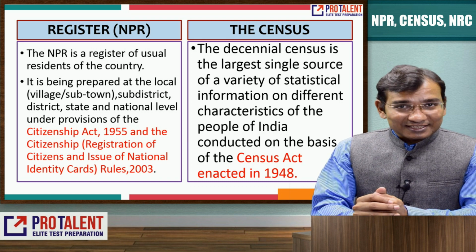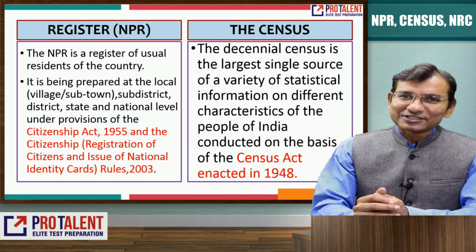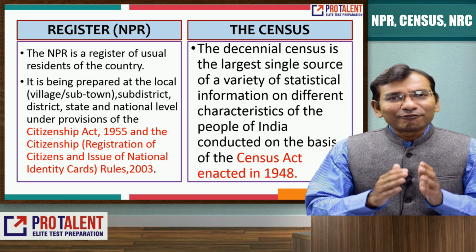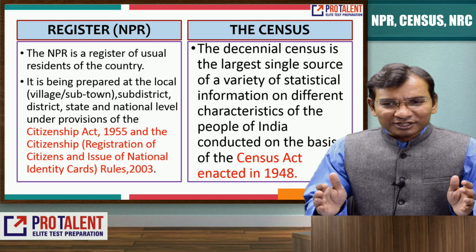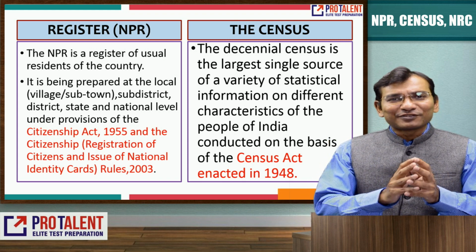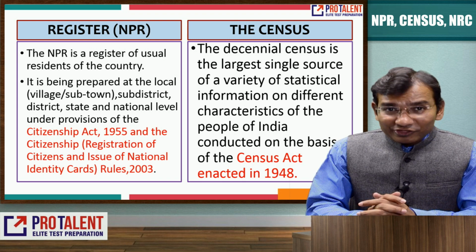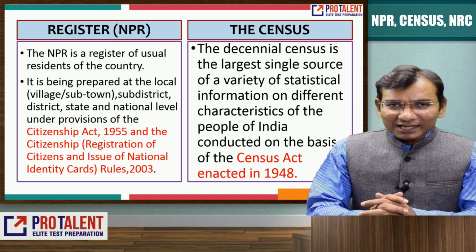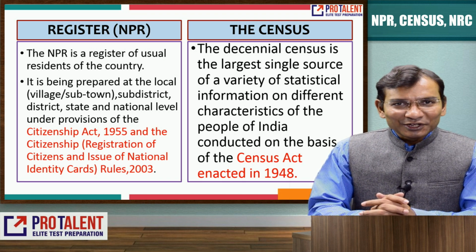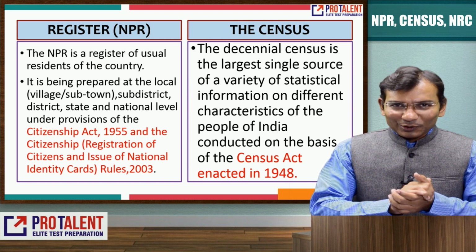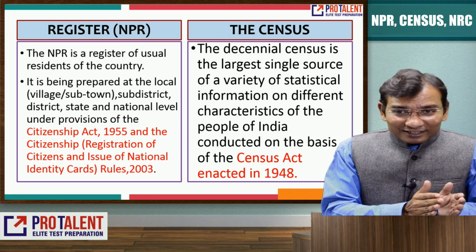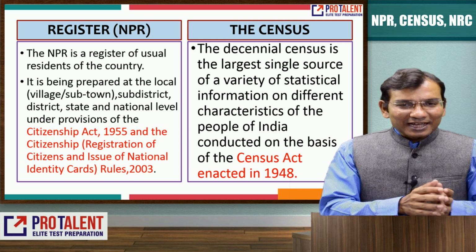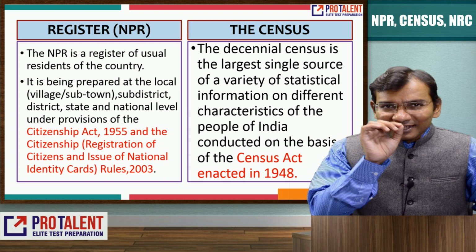While the census, which is the decennial census, 10 साल में एक बार बनता है. It is the largest single source of a variety of statistical information about the characteristics of the people of the country. It is conducted on the basis of the Census Act 1948. पहला सेंसस हुआ था 1951 में, ठीक है, और अगला होने वाला 2021 में. So these are the differences between register and census. Census has a lot of information. Register has information about the residents of the country.